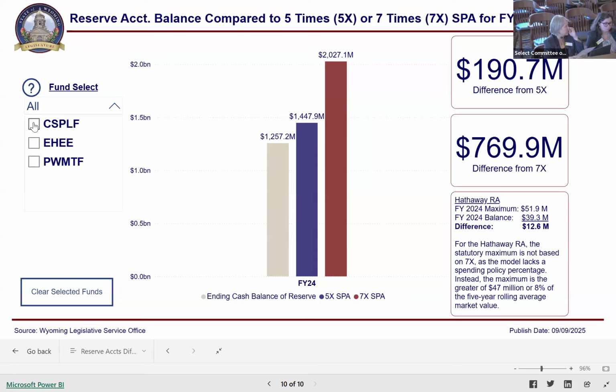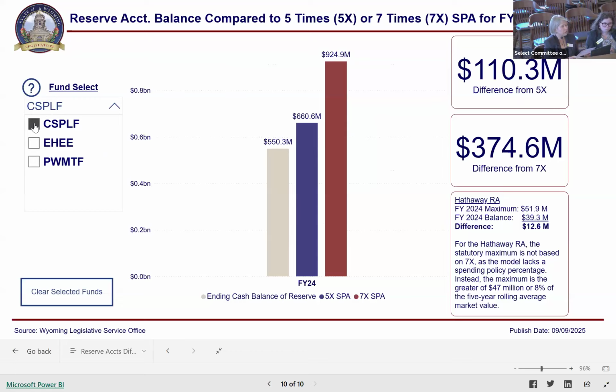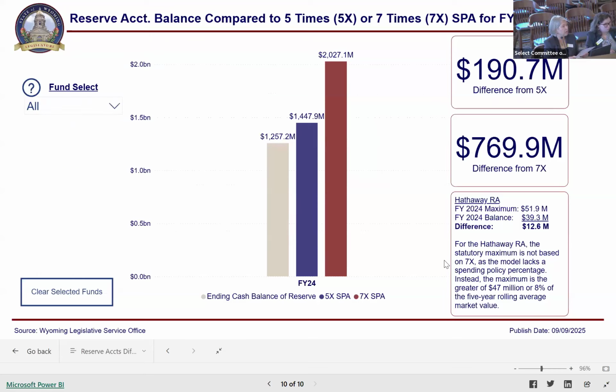So at the end of fiscal year 24, if you wanted to raise all of these funds up to the 7X, it would have taken $769.9 million. Okay, and you can click on an individual fund if you're interested in just one fund, and it'll do the math for you there on the cards. Now the Hathaway is different because it doesn't have the percent spending policy amount, so it's got its own card over there. And at the end of fiscal year 25, it was 12.6 million below its statutory maximum. And that's how that works.